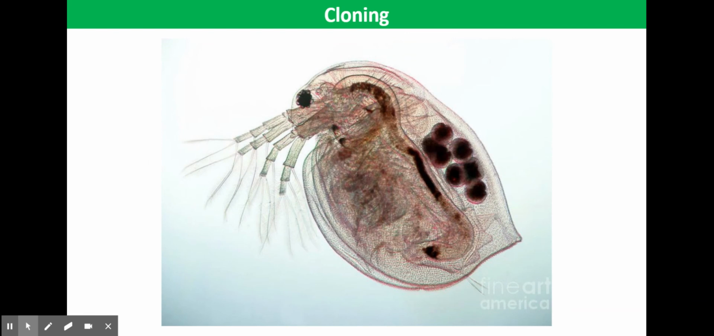The water flea, or Daphnia, and also green flies are examples of animals that can commonly reproduce asexually to produce clones.